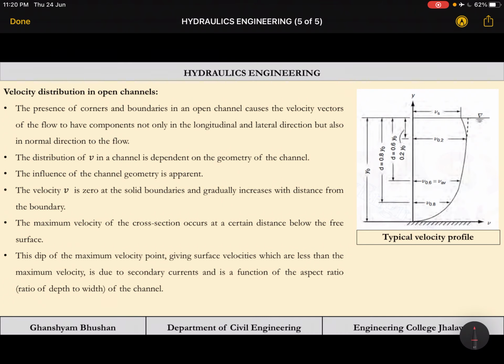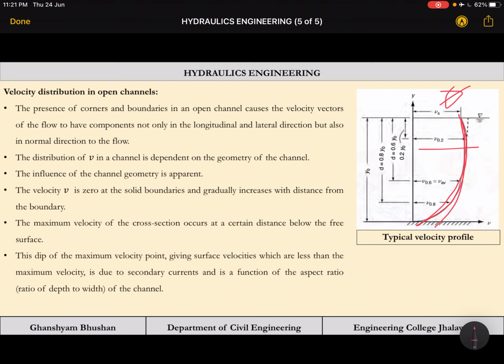So this is the velocity distribution. You can see this is the velocity distribution. The maximum value is coming somewhere. It is not coming at the top, it is coming somewhere below the top surface. Why it is coming, that we are going to see.